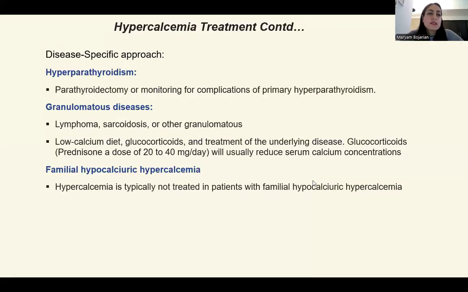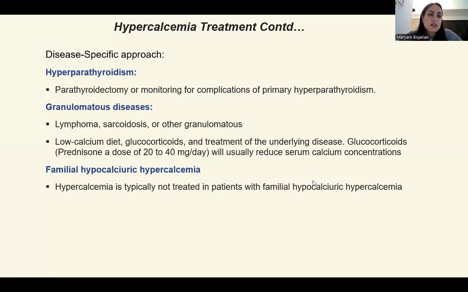And this is a specific approach to the treatment of hypercalcemia. If you diagnose your patient with hyperparathyroidism, you can either do a parathyroidectomy or monitor the patient. When to monitor and when to choose surgery is going to be another topic, but the mainstay is parathyroidectomy. The caveat is if the patient doesn't meet criteria for surgery, or has a lot of comorbidities that make surgery difficult for the patient. But that's going to be a different topic.